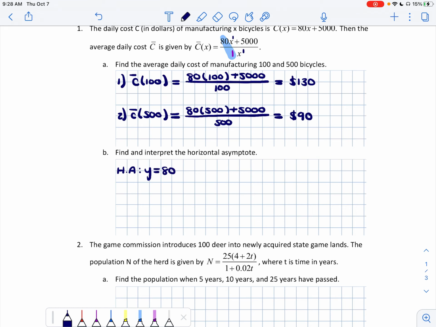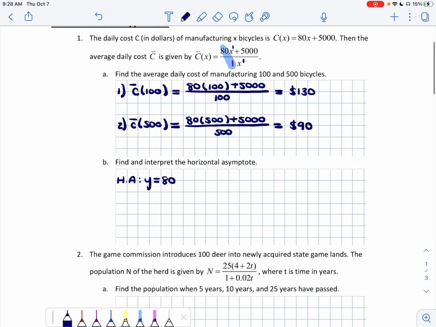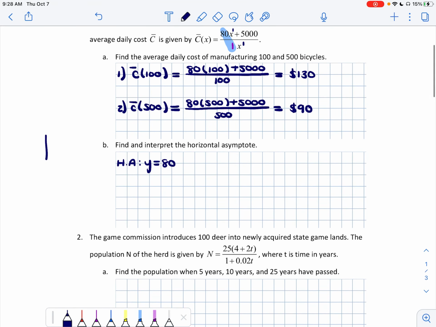Okay, now we need to interpret it. Remember, that just means we're just going to explain what this means in the context of this example. Well, if you think about what a horizontal asymptote is, remember, if you have some kind of rational function and you have a horizontal asymptote, then that's telling us where our graph is leveling off to as you go toward positive and negative infinity. So this is essentially saying as we go out toward positive infinity, in the case of bicycles, we wouldn't go toward negative infinity. That doesn't make sense. But as x gets really, really big, our average daily cost, or our y, is eventually going to level off to about 80.